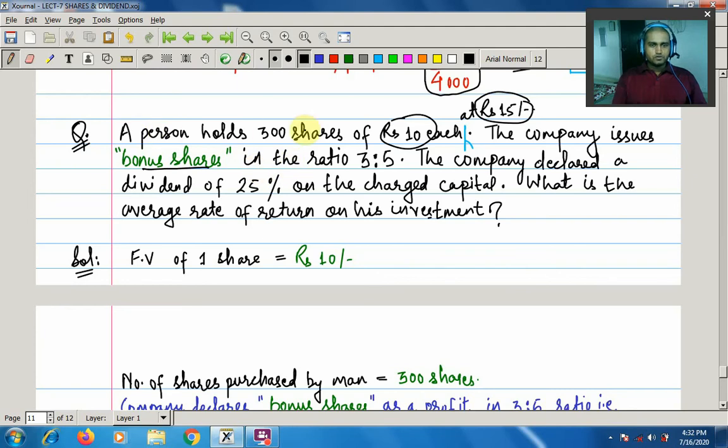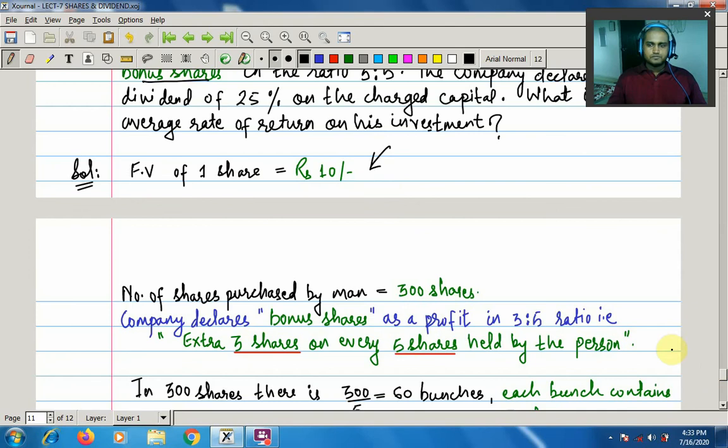So a person holds 300 shares of rupees 10 each at rupees 15. The company issues bonus shares in the ratio 3:5. The company declared a dividend of 25% on the charged capital. What is the average rate of return on his investment? So again, we have to find the rate of returns. So face value is rupees 10. So it's written here. So 300 shares of rupees 10, and this is the market value. So number of shares purchased is 300.